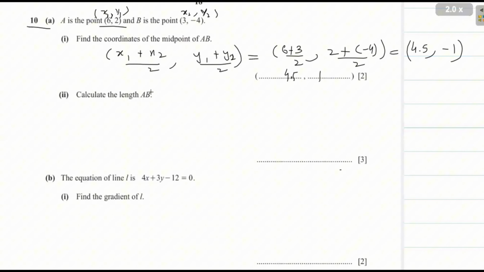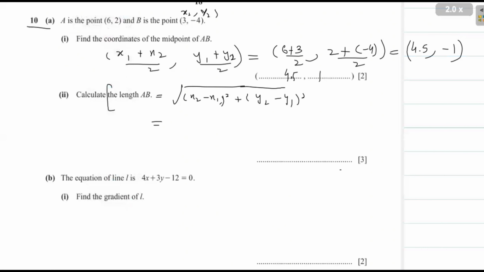Next is to calculate the length of AB. The length of AB is equal to the square root of x2 minus x1 whole square plus y2 minus y1 whole square. This is the distance formula between 2 points. Now here is the x1. Look here. The x1 here is 6 and y1 is 2 and x2 is 3 and y2 is minus 4.